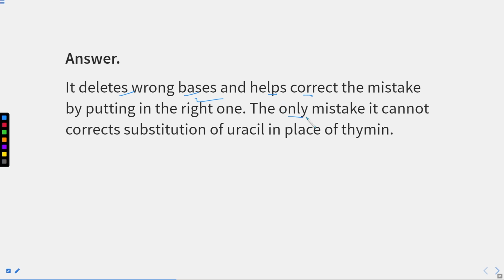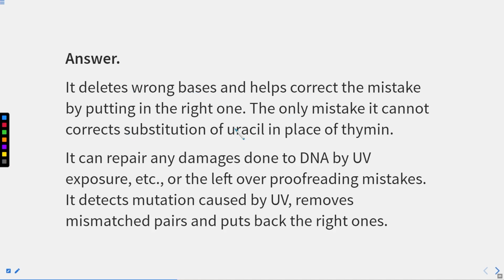Now the only mistake it cannot correct is the substitution of uracil in place of thymine. But what can it do? It can repair any damage done to DNA by UV exposure. UV exposure causes mutation. What do they cause? They cause single nucleotide polymorphism, meaning a change in a single nucleotide of the DNA sequence.